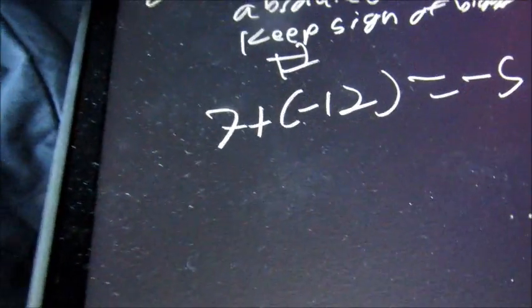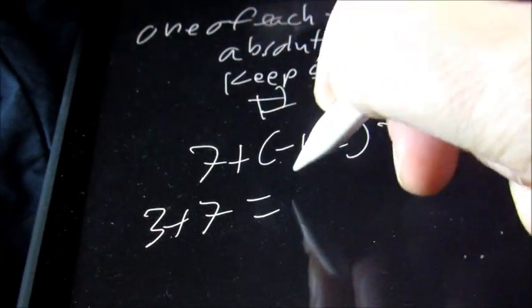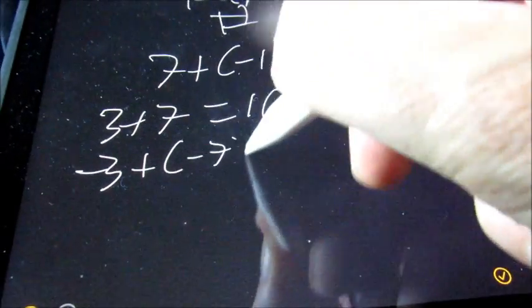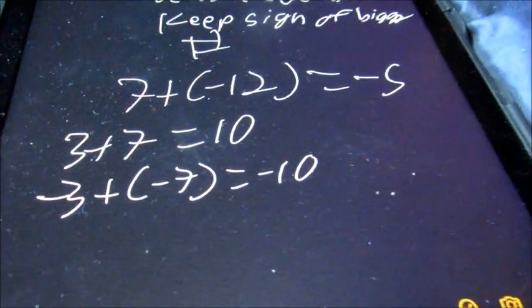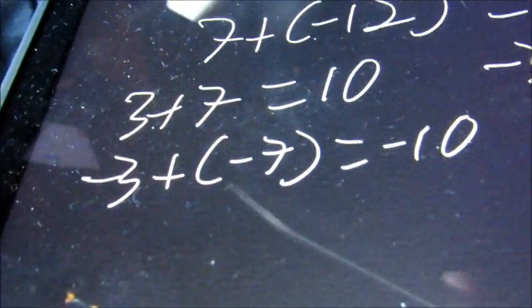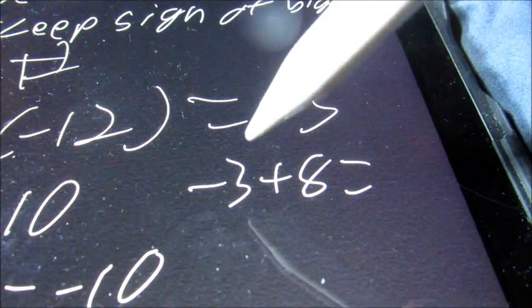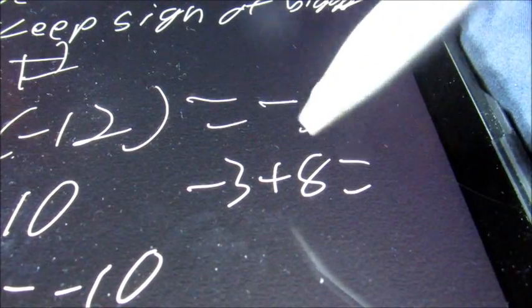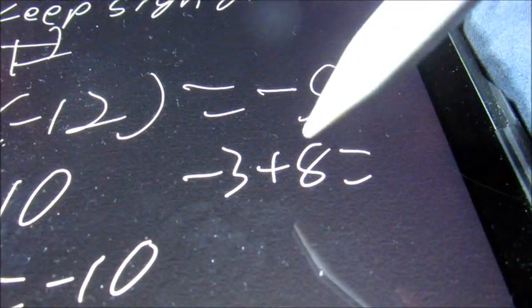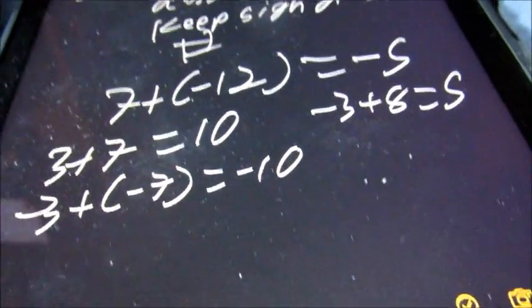And go back to some that we already had. Say we have 3 plus 7, that equals 10. Negative 3 plus negative 7 equals negative 10. If we have a negative 3 plus 8, now we have this one, we had both positives. This one we had both negatives. Here we have a positive and a negative, so we're going to subtract the big minus the small and we get 5. And the sign of the big one was a positive, so our answer is 5.